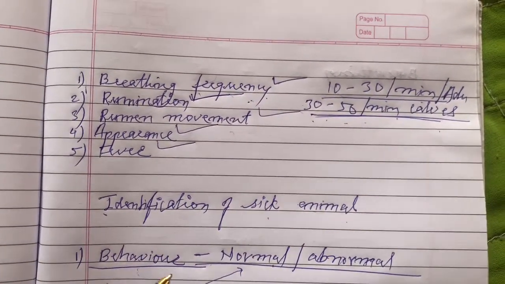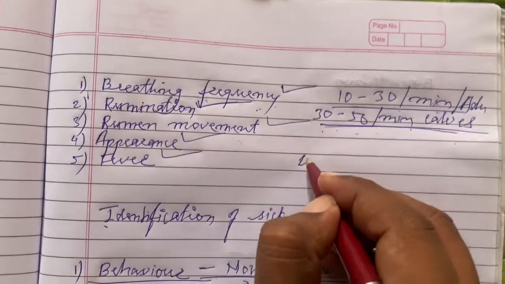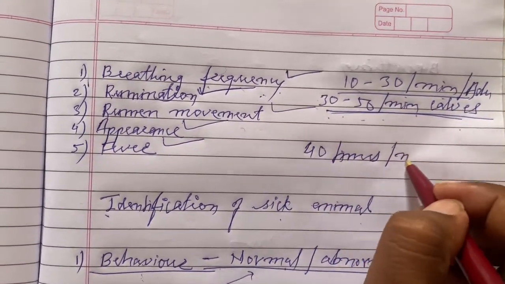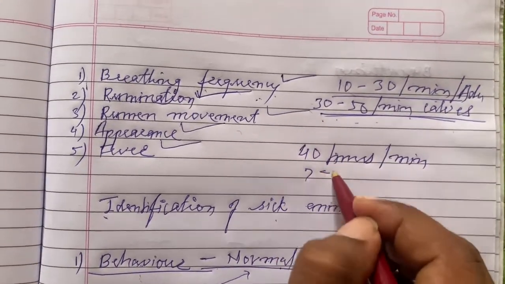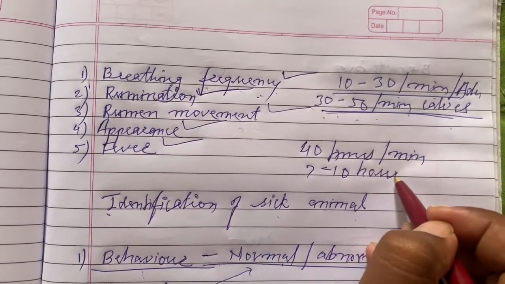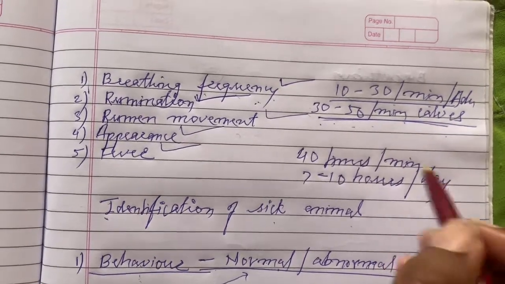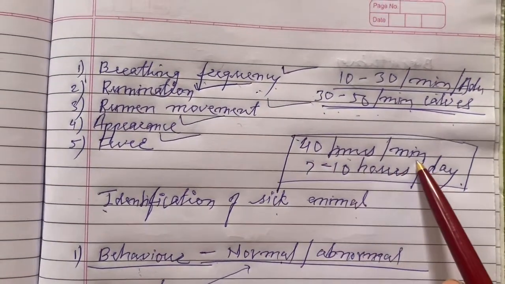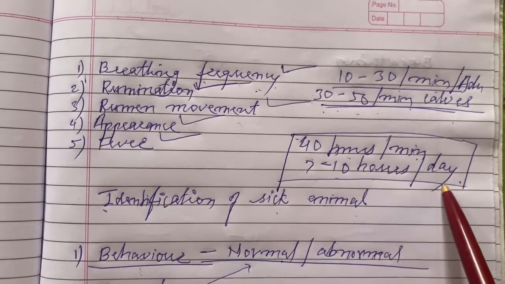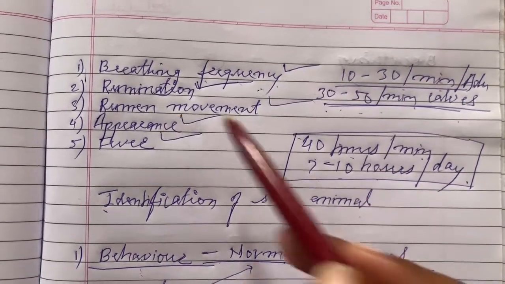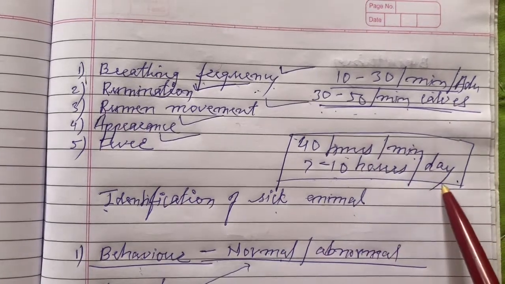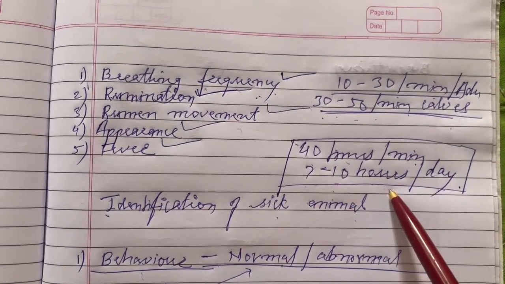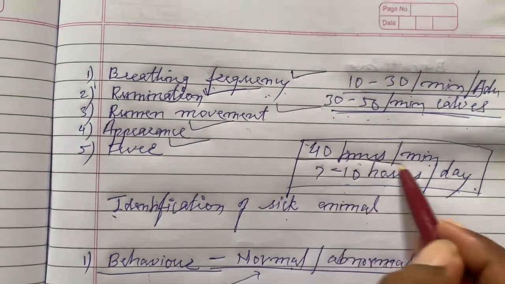Now the second point is rumination. It should not be less than 40 times per minute, and 7 to 10 hours per day. So this is the rumination frequency or rumination period of animals: 40 times per minute and 7 to 10 hours a day. It means that if the animal is normal, it ruminates up to 7 to 10 hours per day, within 24 hours.